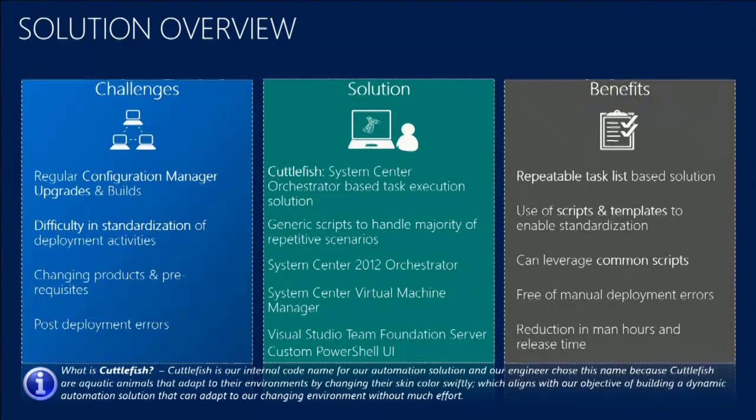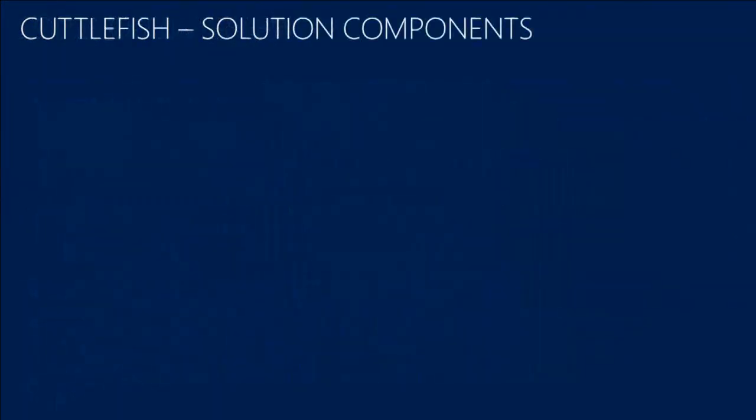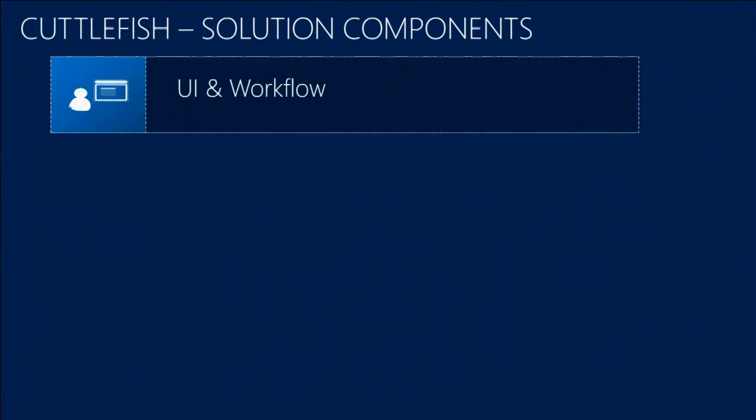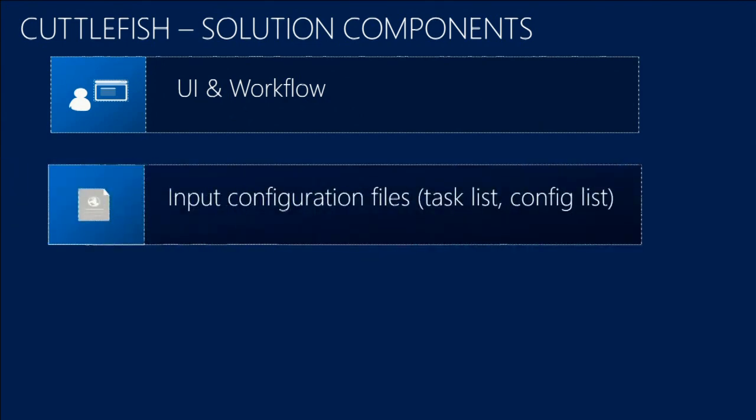their regular day-to-day work. So there are three components in Cuttlefish. The first one is UI and workflow. The UI is the one that I explained, the PowerShell UI, to update the XML. And the workflow is based on the runbook that we use through Orchestrator. The second important thing is task list and config list. These are the XML files that I explained before.